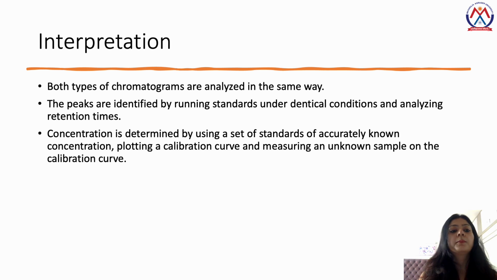Interpretation. Both types of chromatograms are analyzed in the same way. The peaks are identified by running standards under identical conditions and analyzing retention times. Concentration is determined by using a set of standards of accurately known concentration, plotting a calibration curve, and measuring an unknown sample on the calibration curve.